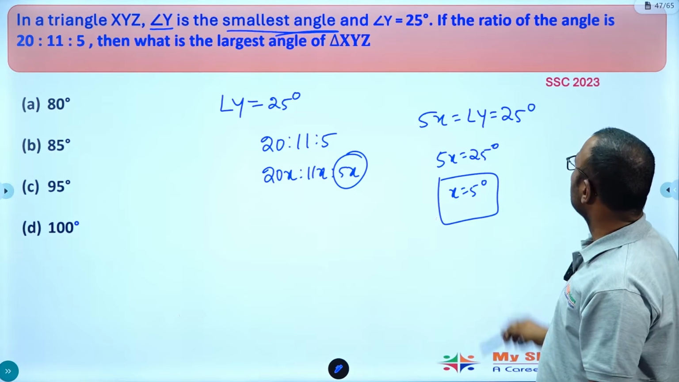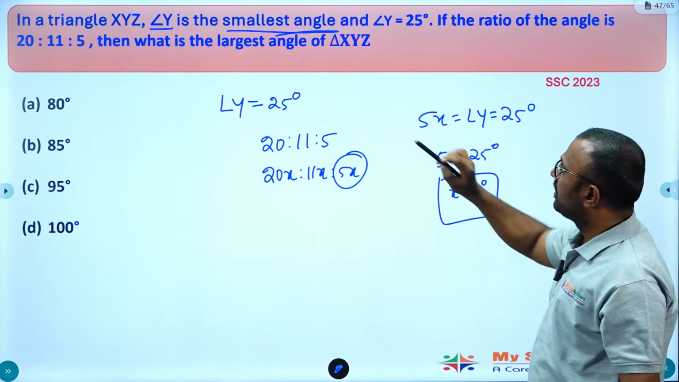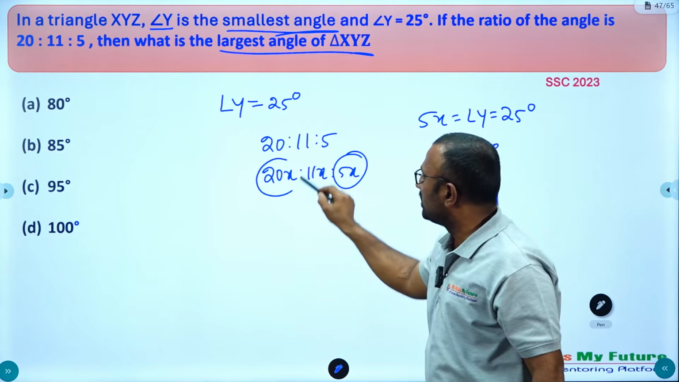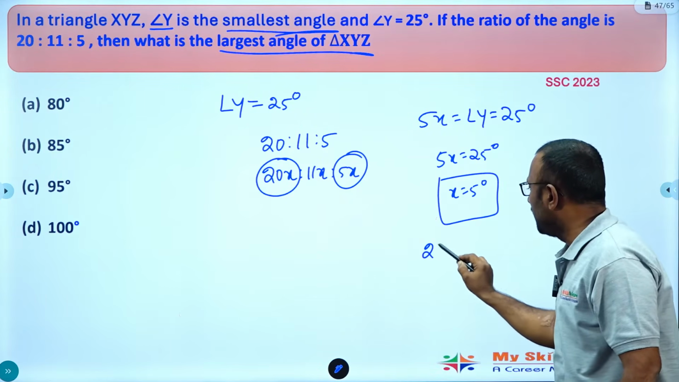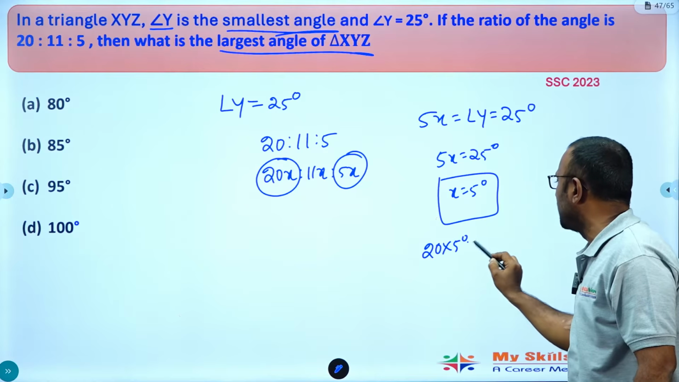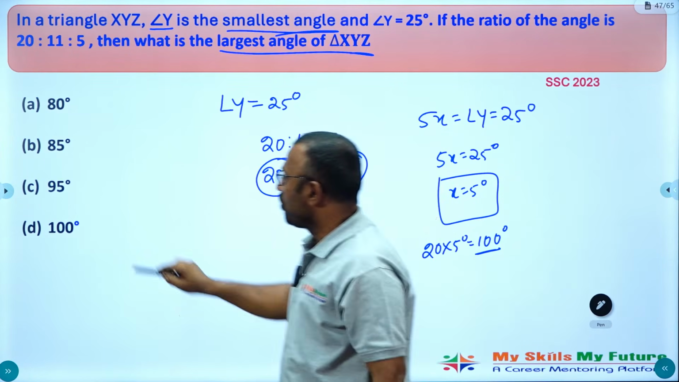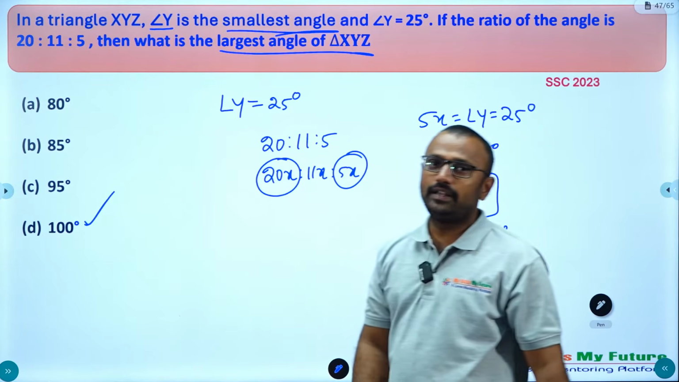What is our question? If the ratio of the angles is given, what is the largest angle? So 20x is the largest angle, so 20 into 5 degrees we get 100 degrees. So 100 degrees is the largest value. Option D is correct.